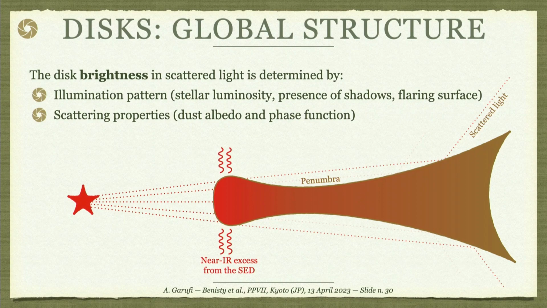One of the things that we have understood is that the brightness, what we observe actually from this image, is primarily determined by the illumination pattern. So the stellar luminosity, the presence of shadows, and the flaring surface. We have a secondary effect from the dust albedo, but we know now that the primary reason why a disk is faint or bright depends on how many photons can actually reach the outer surface, okay? In some situations, many of the photons will be actually intercepted by the inner disk, reprocessed in the near-infrared that we can observe from the spectral energy distribution, whereas some others could be free to actually illuminate the outer disk and be scattered, okay?